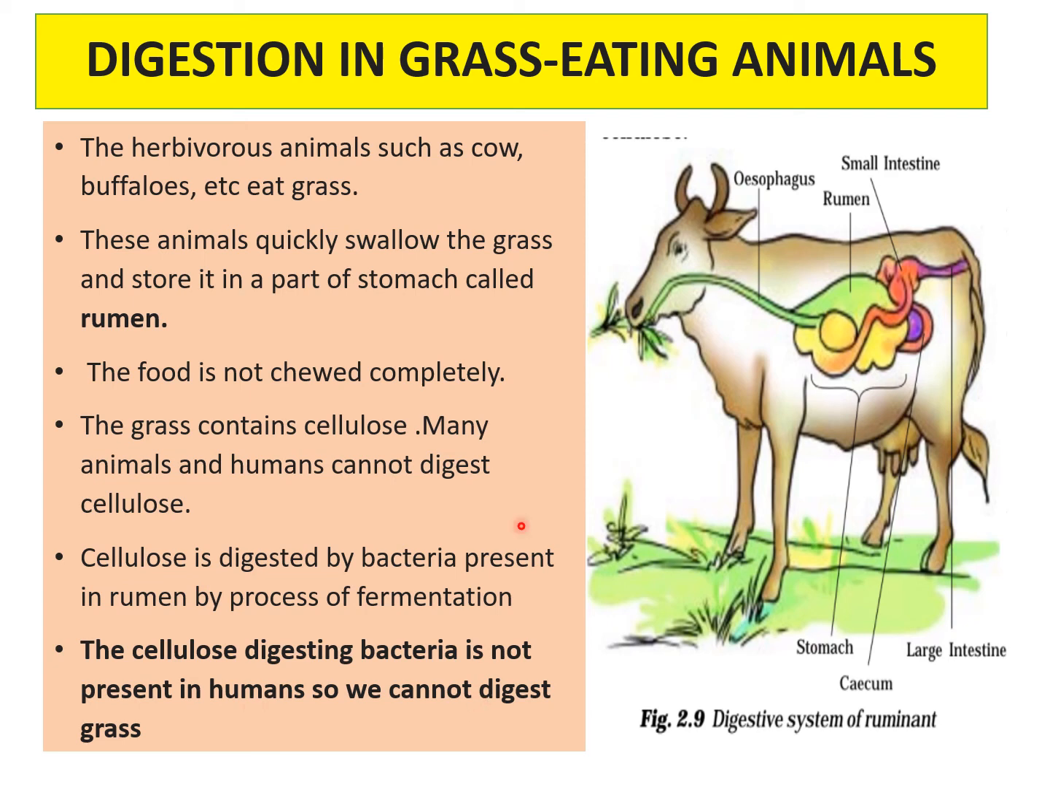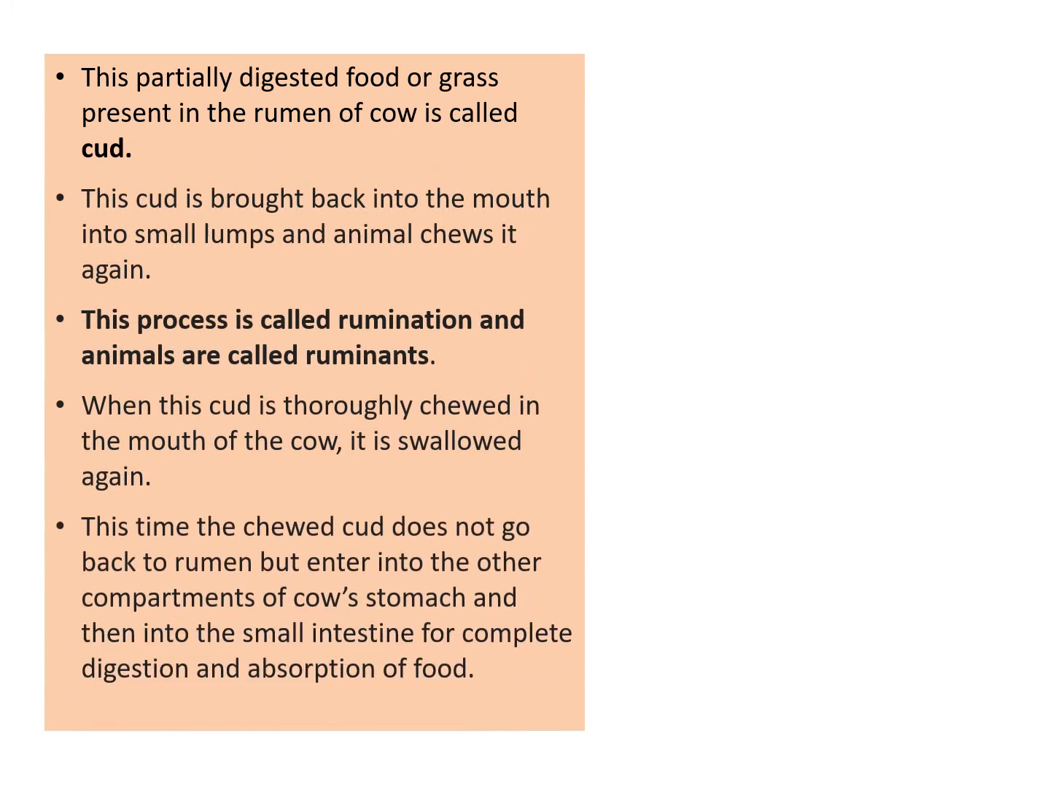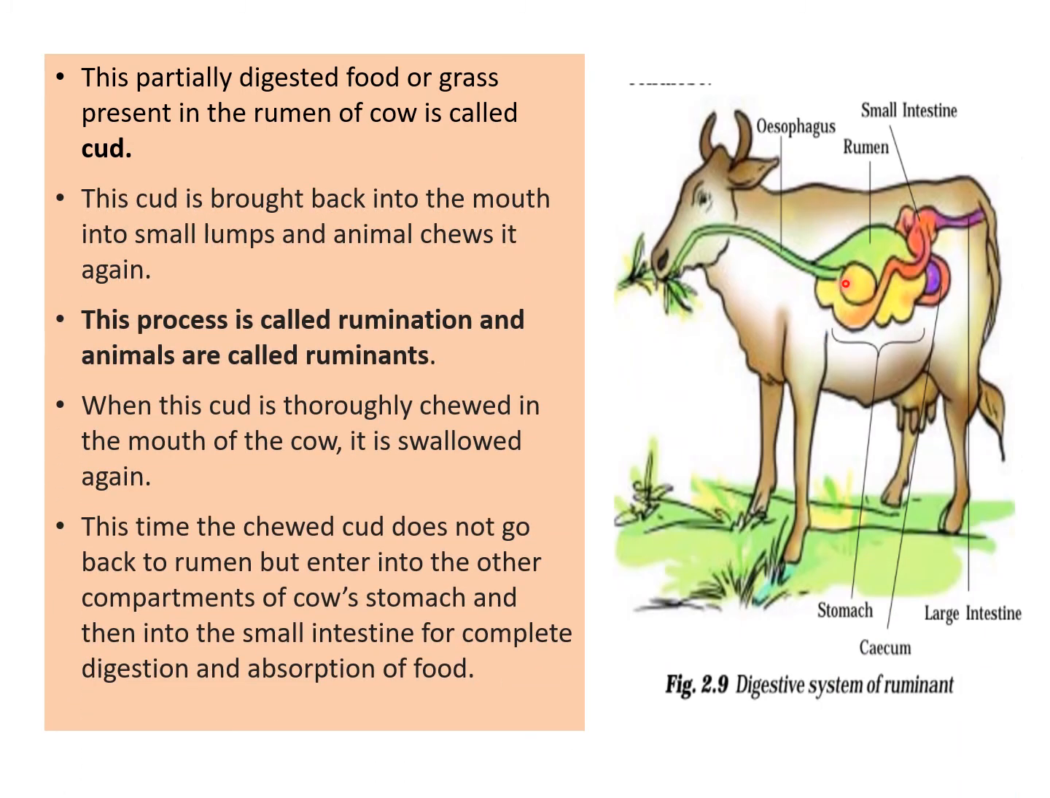So fine, till now understood. The food is first swallowed by the animal and it is stored inside the rumen, and inside the rumen a cellulose digesting bacteria is present. So cellulose gets digested by the bacteria in the rumen by the process of fermentation. Then what happens next? The partly digested food or the grass which is present in the rumen of the cow, that is known as the cud, right?